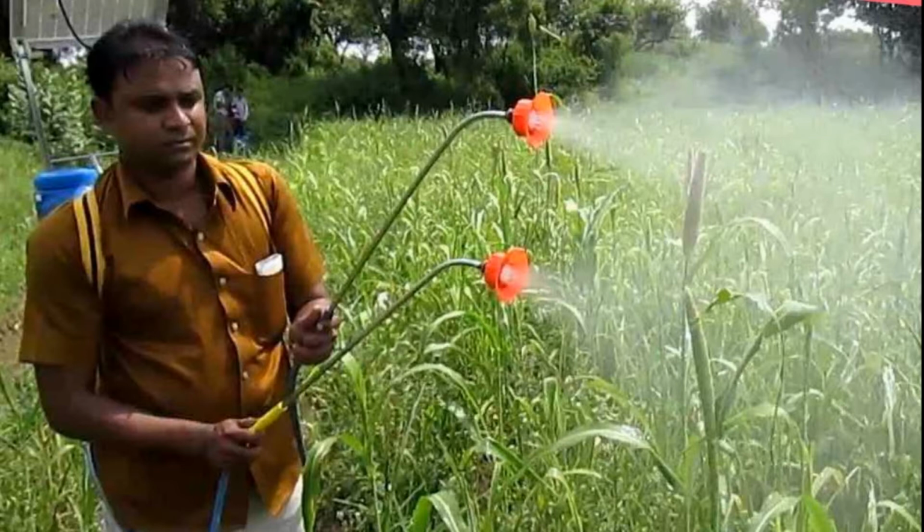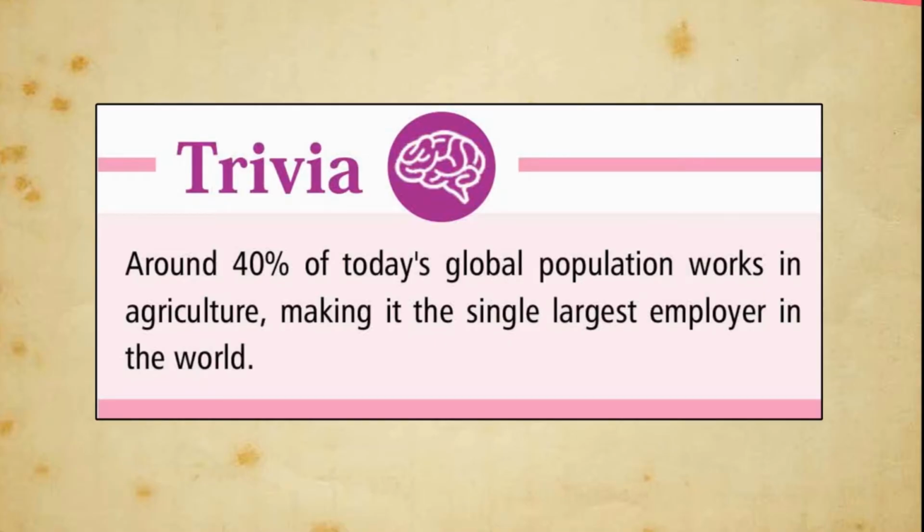His computer is linked to the satellite which gives him a precise picture of his field. This helps him to use chemical fertilizers and pesticides wherever they are required. Trivia. Around 40% of today's global population works in agriculture, making it the single largest employer in the world.